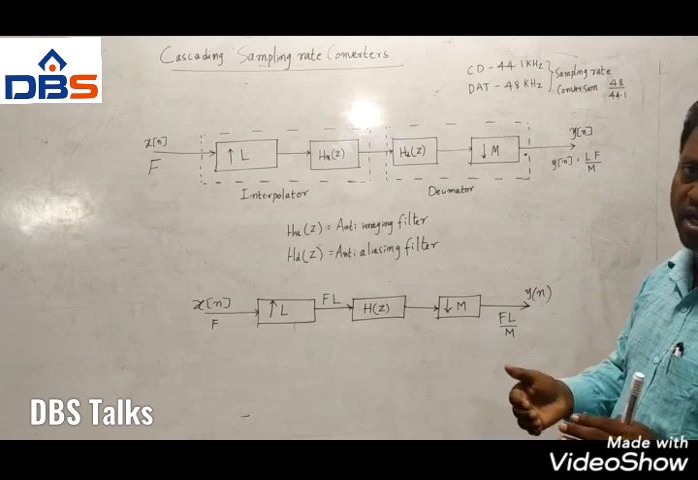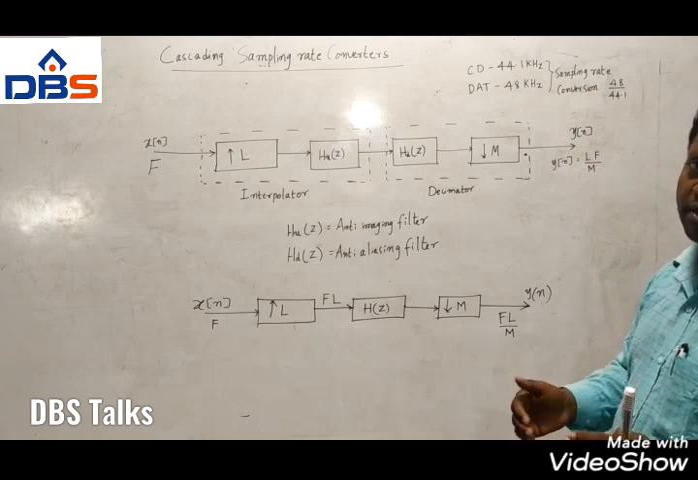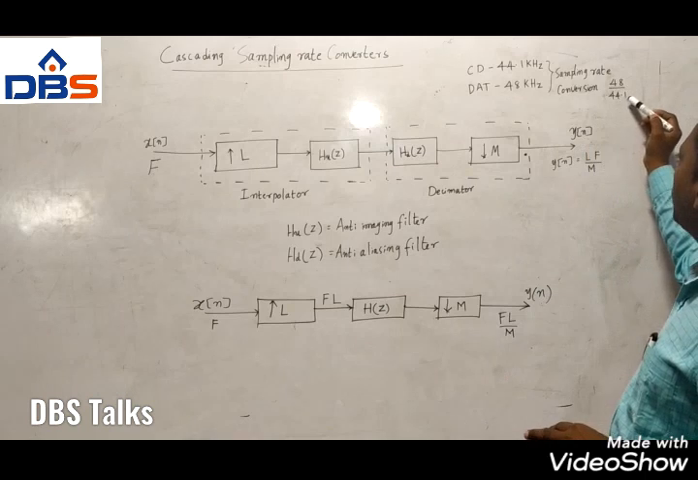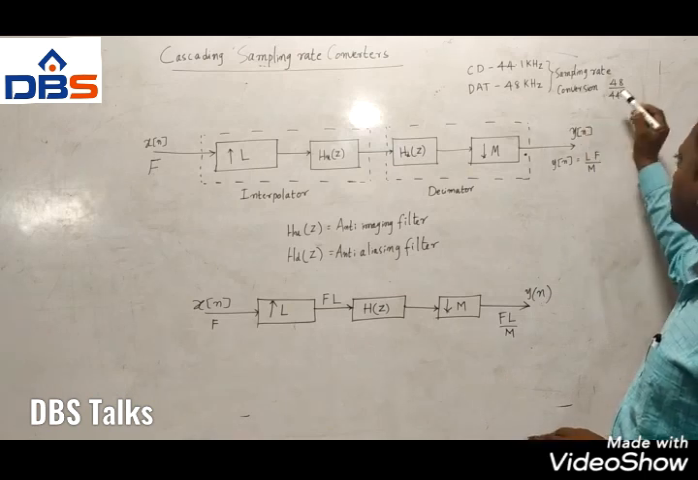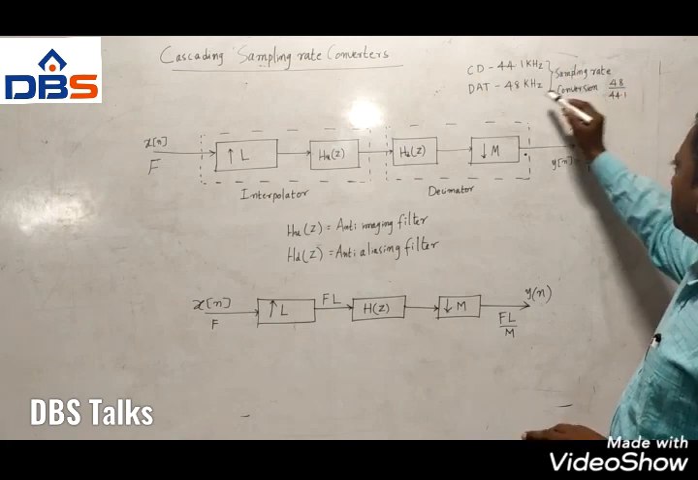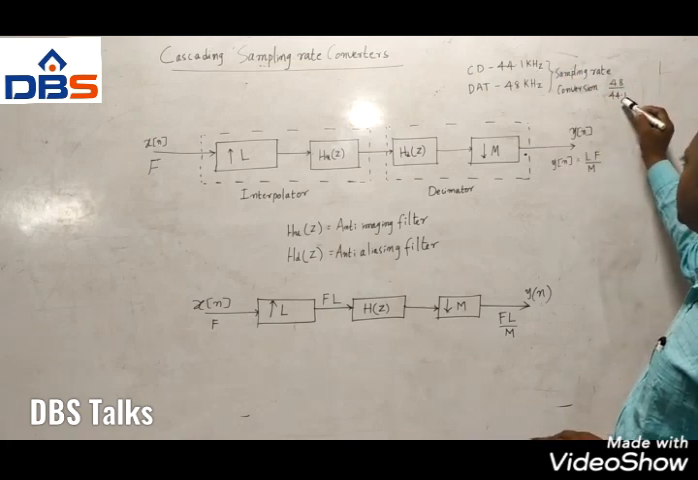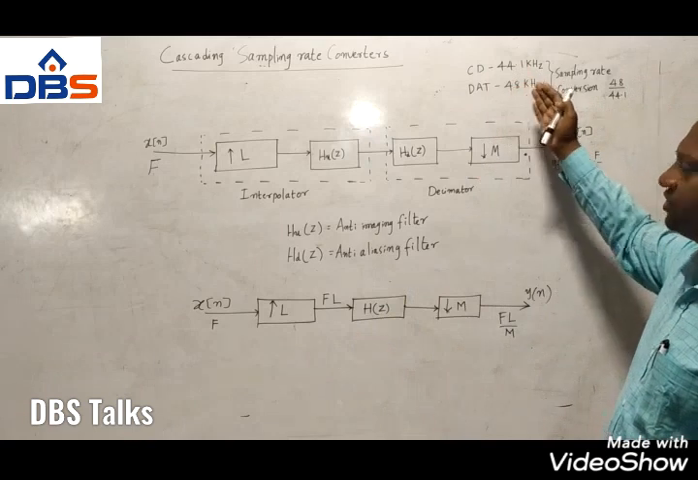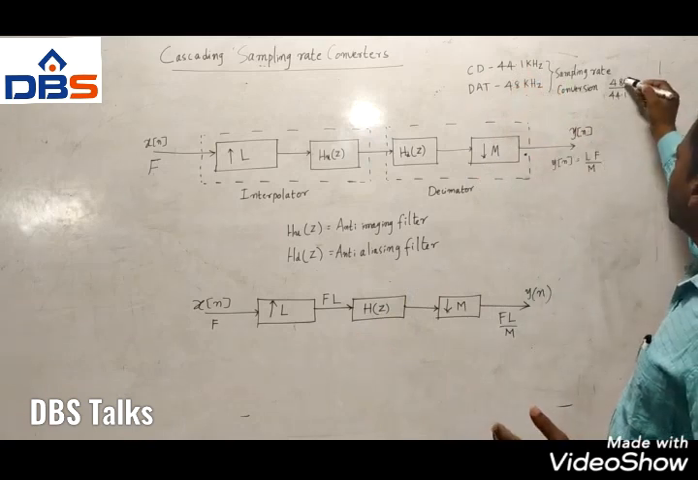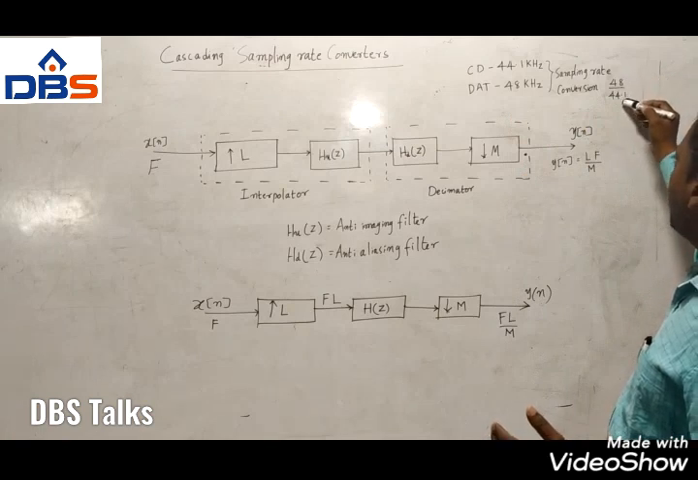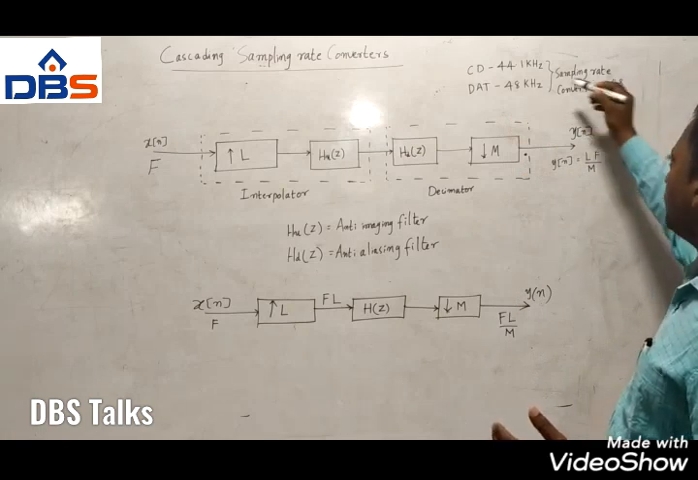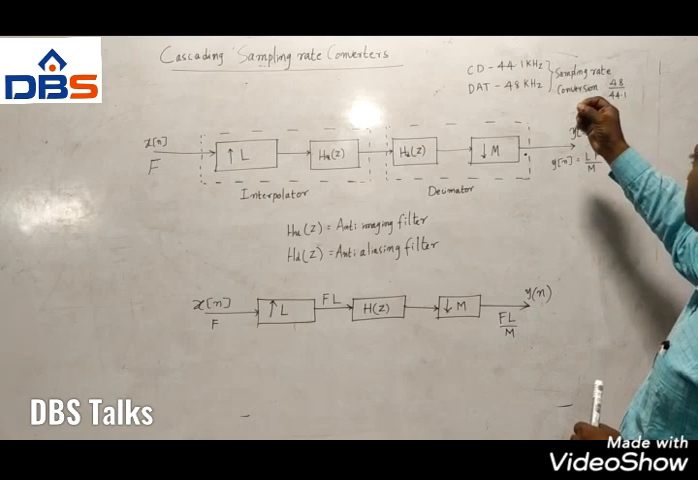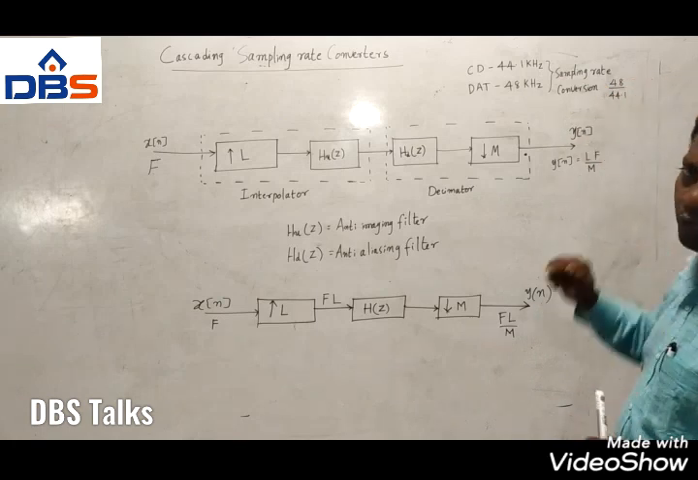Therefore the required sampling rate conversion factor is a fractional value, that is 48 divided by 44.1 kHz. This is the digital audio tape required sampling rate, and this is the sampling rate of the previous source, the CD. We have to transfer the data from CD to the digital audio tape. So this is the required sampling rate, and this is the available sampling rate, 44.1 kHz, and this is 48 kHz, which means we need a sampling rate conversion factor of 48 by 44.1.